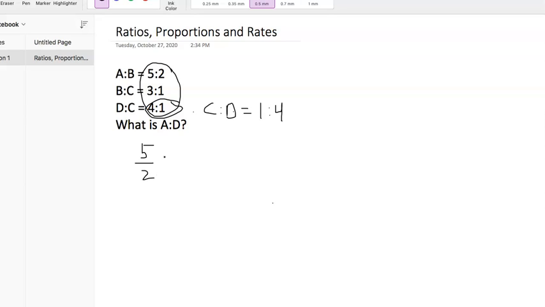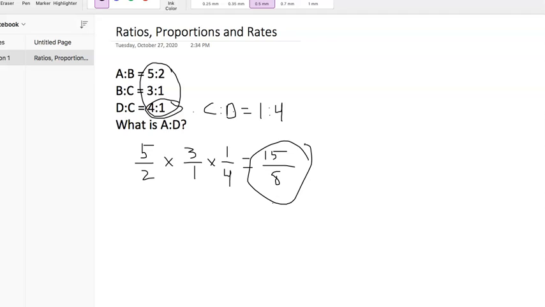So we have 5/2 times 3/1. We see that for B to C. And then now we have 1/4 that we just figured out for C to D. And then we can multiply these together. That's all we gotta do. So 5 times 3 is 15, times 1 is 15. And 2 times 1 is 2, times 4 is 8. And that's our answer right there.